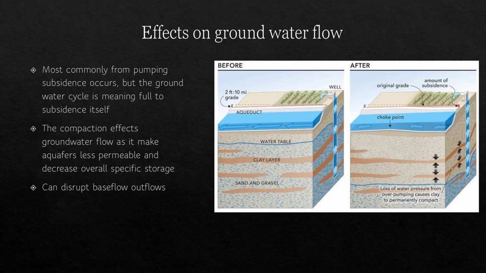The compaction itself also affects the flow. So when aquifers collapse, it can dramatically impact how groundwater flows, the base flow outputs. All of these can be disrupted. It can increase it in other areas. And so it's an important factor to understand how it functions and sort of how it works.